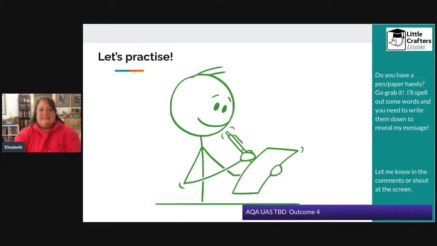Let's practice. Do you have your pen and paper? Is someone going to get it for you? I'm going to spell out some words, meaning I'm going to say the phonetic alphabet, and you just write down the letters I mean. So for instance, if I were to say alpha, you write down A. A is for alpha, right? Are you ready? I'm going to start now.